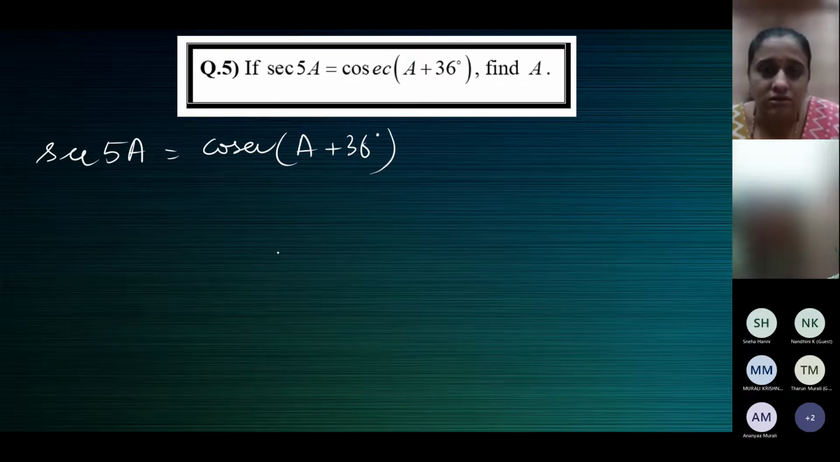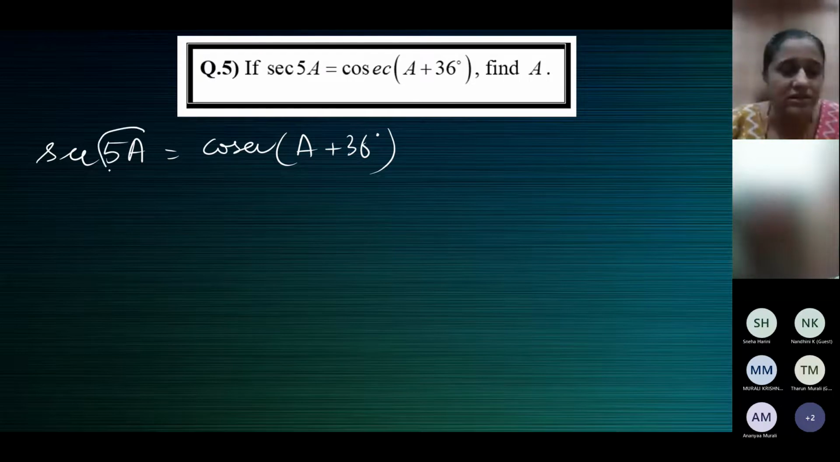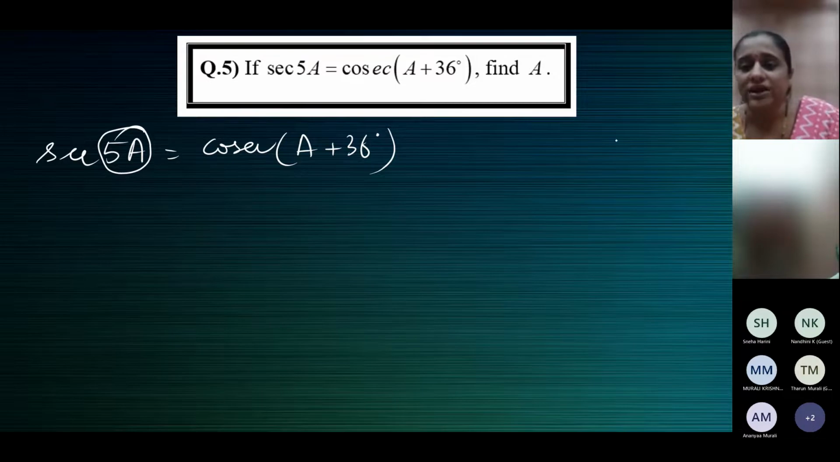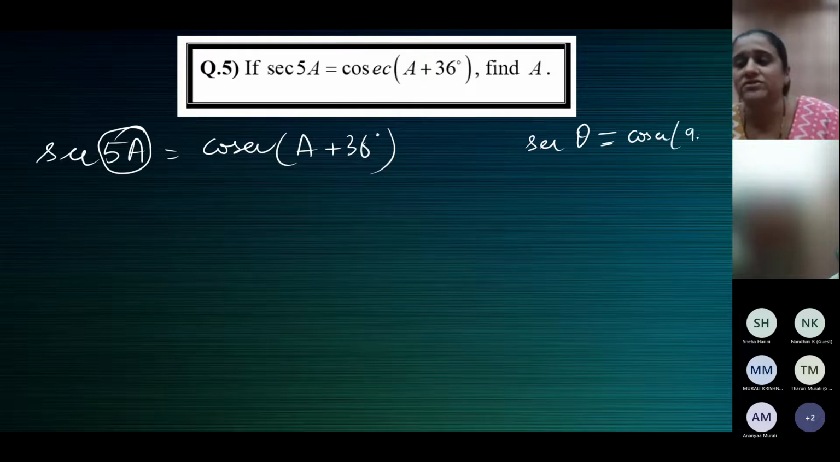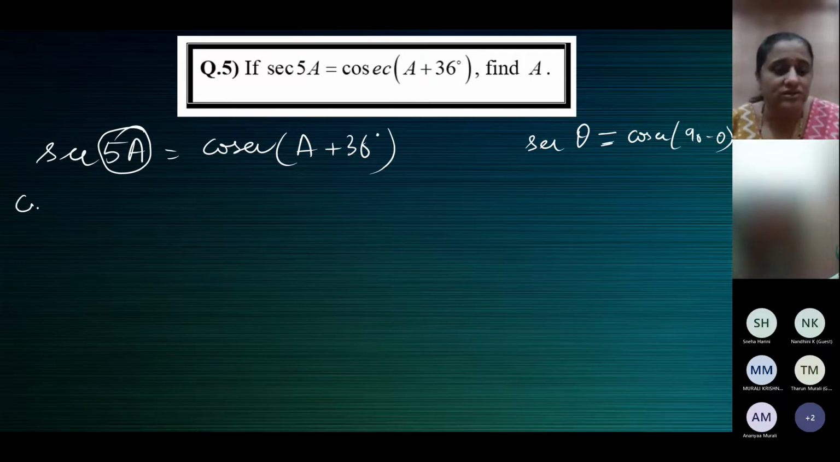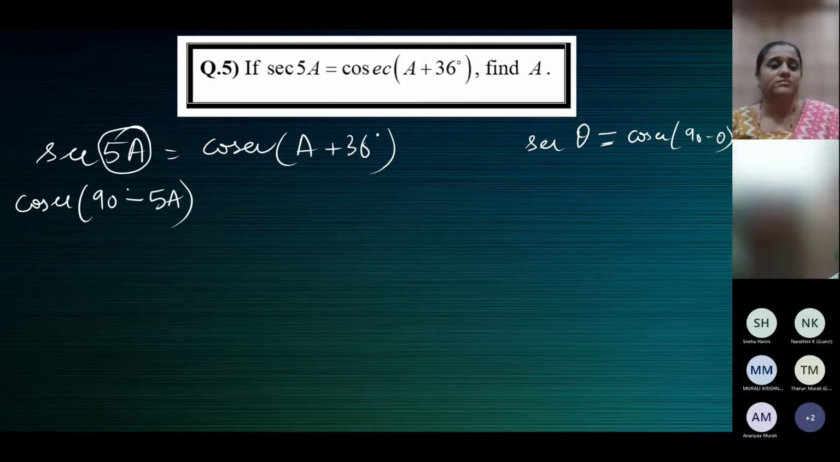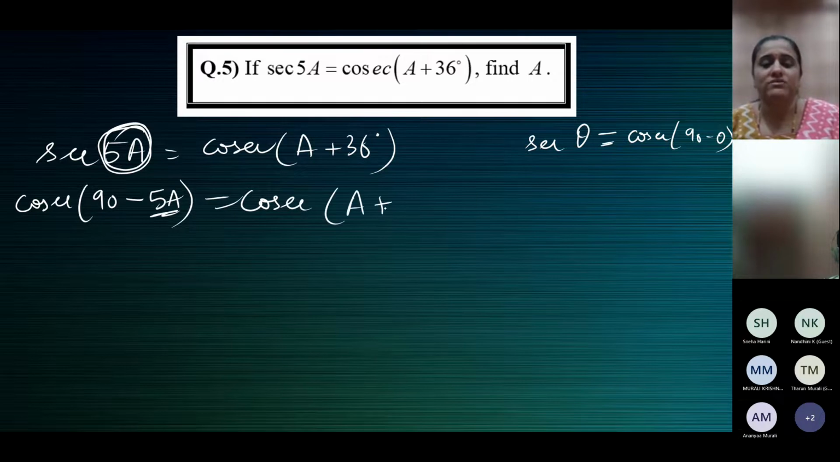Now, using the concept of complementary ratios, secant theta is equal to cosecant 90 minus theta. So this is the angle, this is secant theta, this is theta. You can write secant theta as cosecant 90 minus theta. So secant theta is cosecant 90 minus what is theta? 5A. Secant theta is equal to cosecant 90 minus theta. Write this one as it is, equal to cosecant of A plus 36.